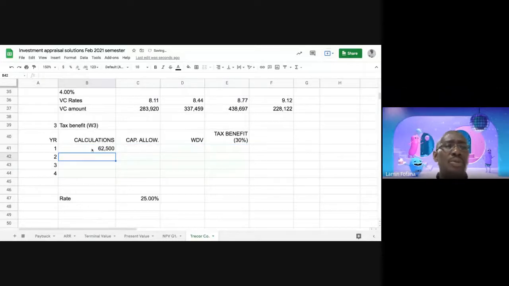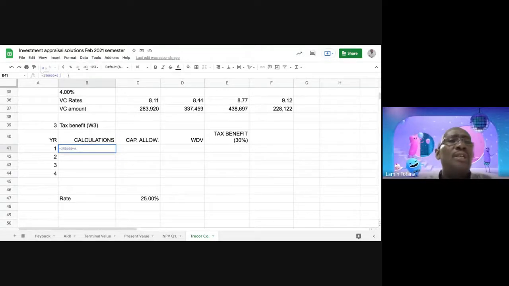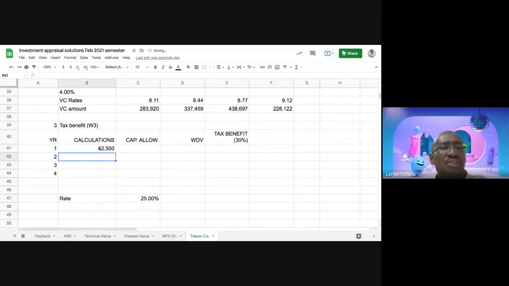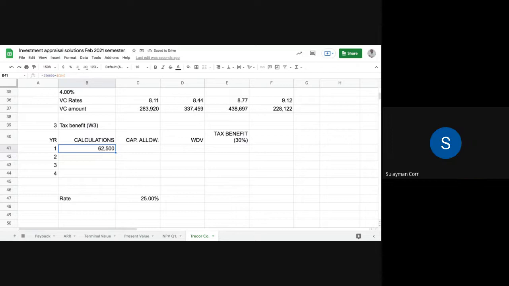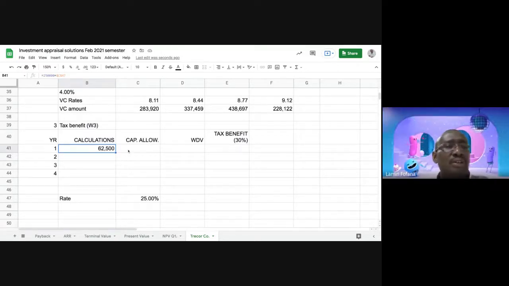So first here, the value of our asset is 250,000. We multiply by the capital allowance rate of 25%, and we're going to make this fixed. We enter. So that gives us 62,500 as our capital allowance.